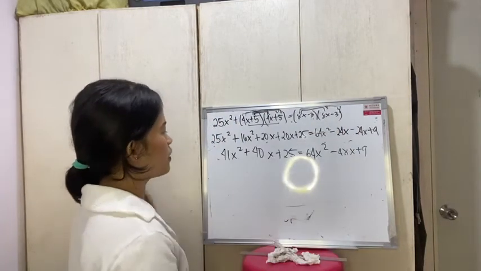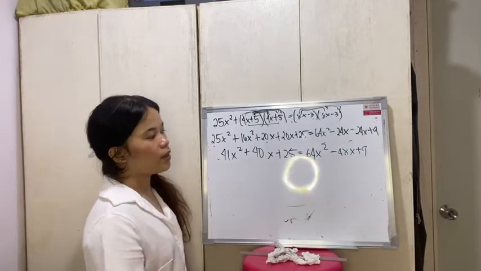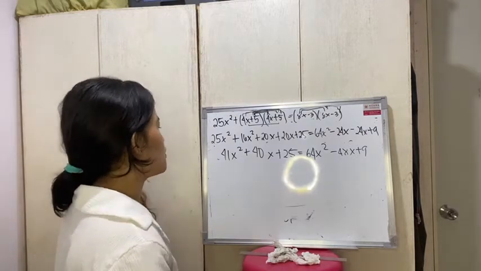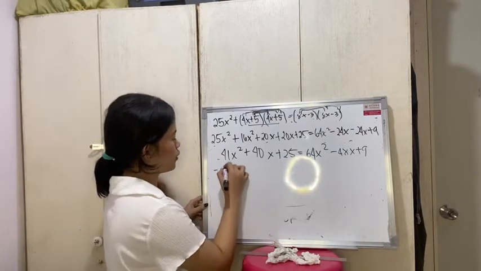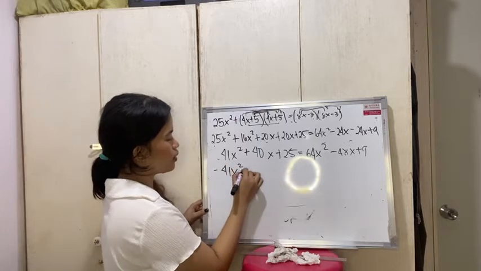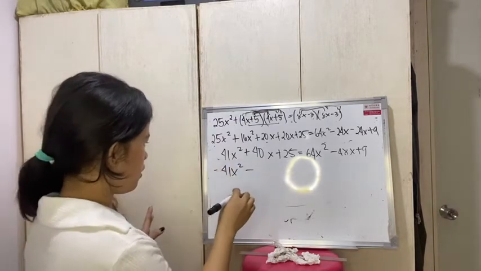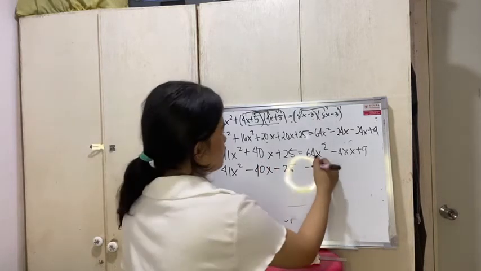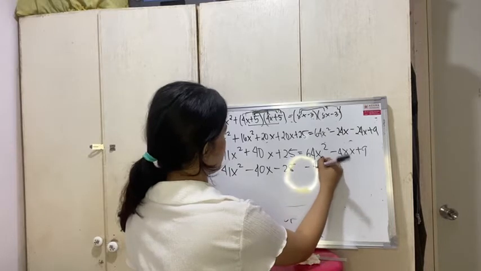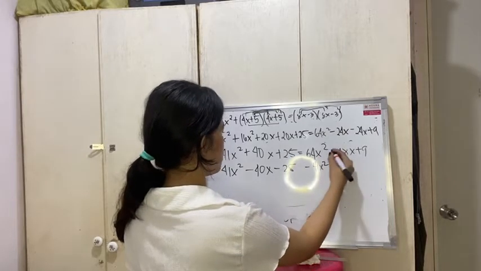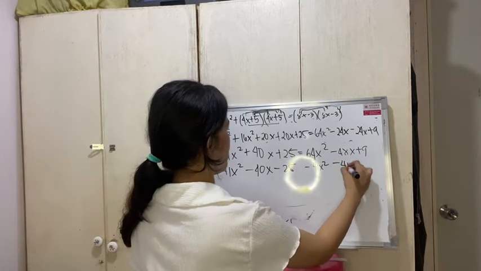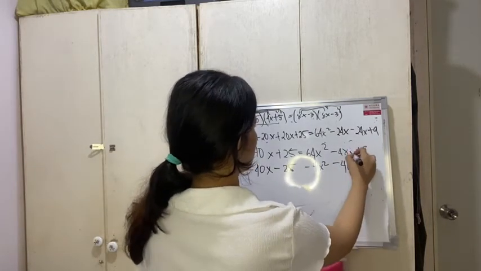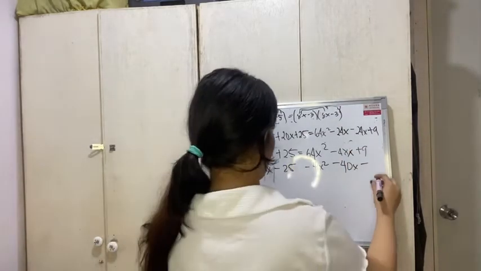So now I'm going to take everything from the left side and move it to the right side. So what I'm going to do is subtract both sides by 41x squared, minus 40x, minus 25.